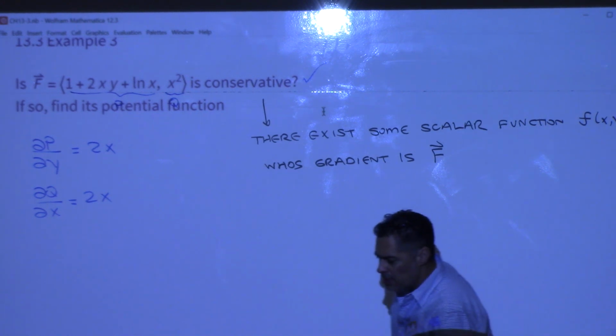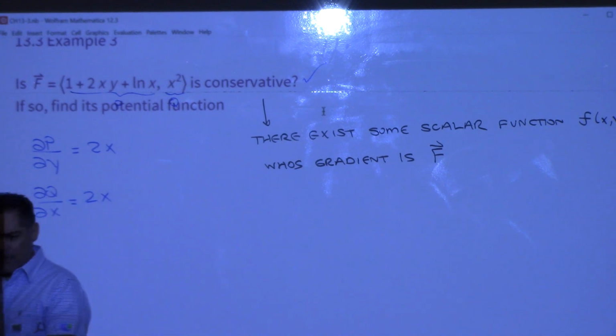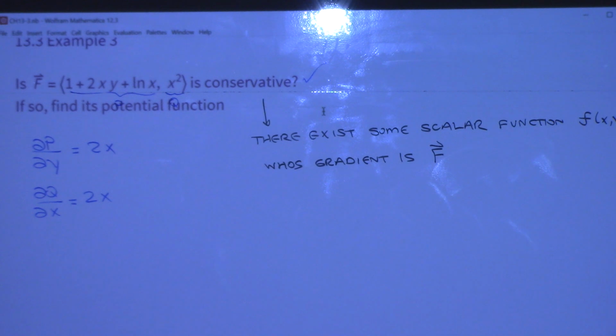Yeah, so we need to do something that's going to require some partial integration, is what we're going to call it. I just want to make sure everyone understands what we're trying to do. Trying to find some scalar function f that when I take its gradient, I get that.